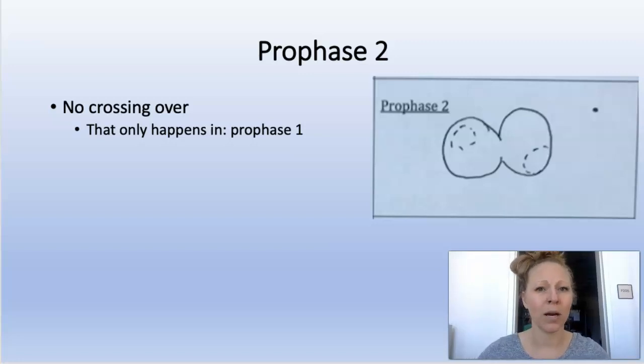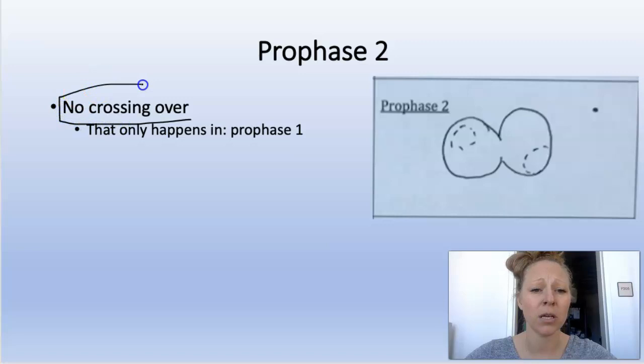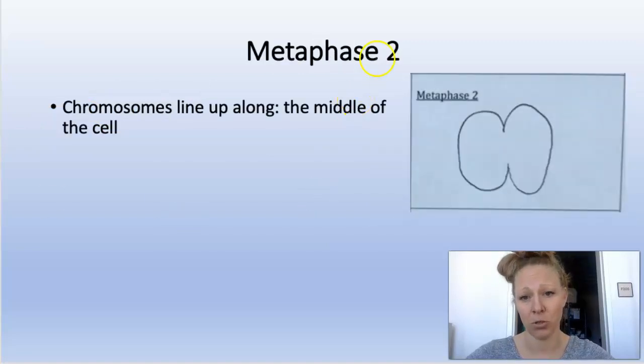So we're not going to write all of this down because you already know this. Something to note is that no crossing over happens during prophase 2. That only happens in prophase 1, because homologous chromosomes are lining up next to each other in prophase 1. But that's not happening in prophase 2.